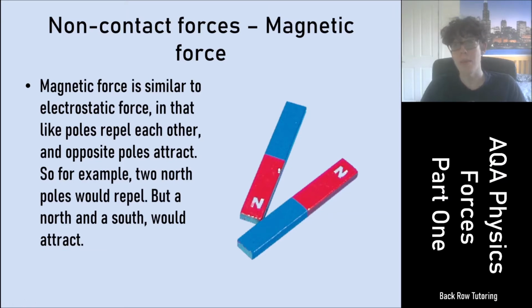And of course, there is the magnetic force. Magnetic force is similar to the electrostatic force in that like poles repel each other and opposite poles attract. So for example, two north poles would repel, but the north and the south would attract. So there's forces between the poles of a magnet.